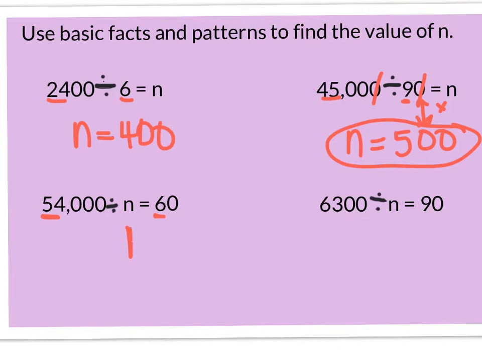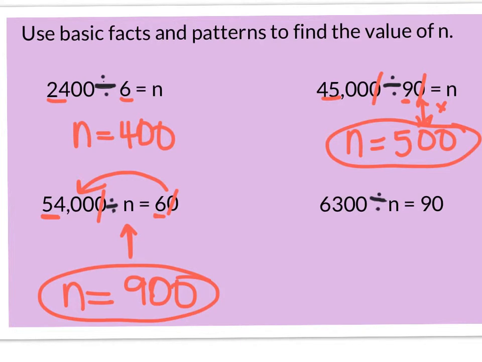So here you had your variable is like 54,000 divided by n equals 60. Well, I don't know what I divided by to get 60, but I know if I divide 54,000 by 60, that will tell me what n is. So n is going to equal, okay, I underline my basic division fact. I can cross out 1 0 in both numbers. 54 divided by 6 is 9, and then there's 2 zeros left, so we get 900.